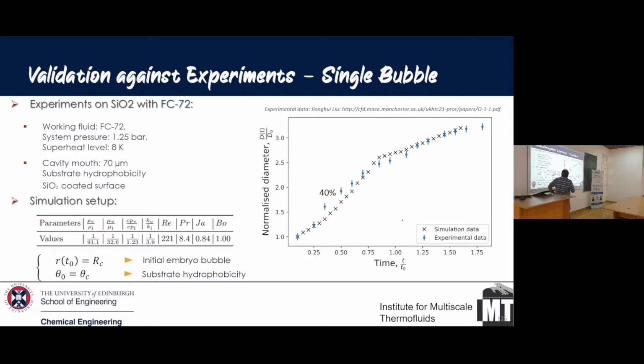Okay, and here what we do is we look at the diameter of the bubble and we compare it with simulation data. So the blue is experiment and the X's are simulation. Not perfect, but we are in the ballpark. We are representative of what is there. And these are the parameters we are looking at. This is for FC72, and whatever the hydrophobicity was, I don't remember. But this was the FC72 characteristics.